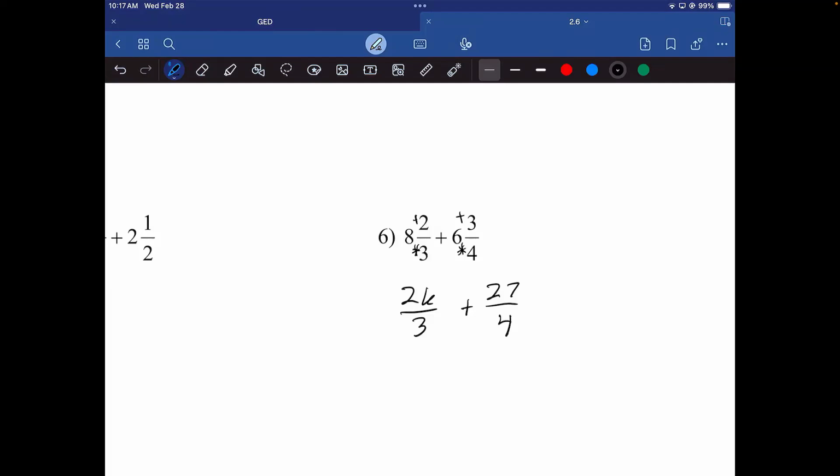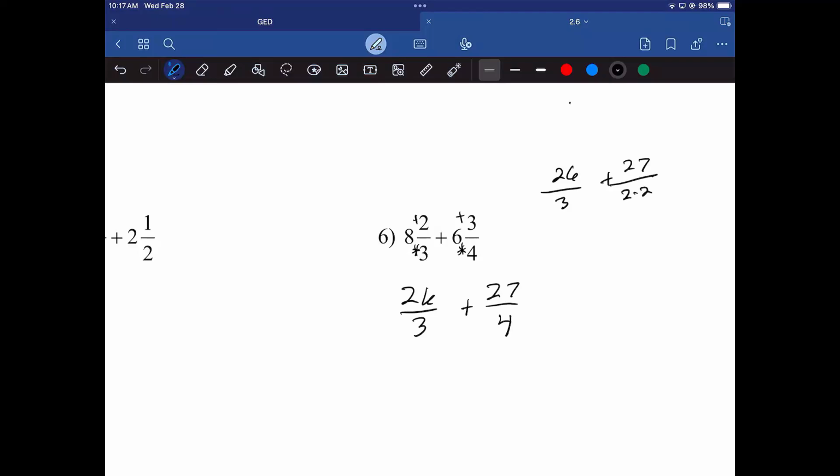Back to the lesson though, now that we've had a quick brain break. We want to use this algorithm. We're going to factor the denominators. So we're going to say 26 over 3 plus 27 over, and this is over 4, so 2 times 2.